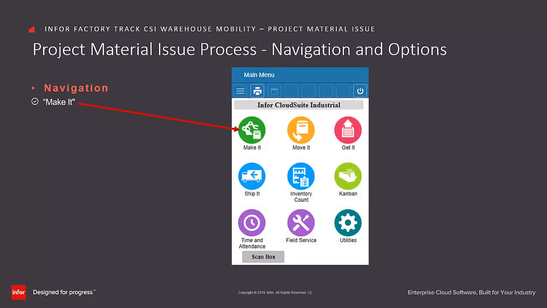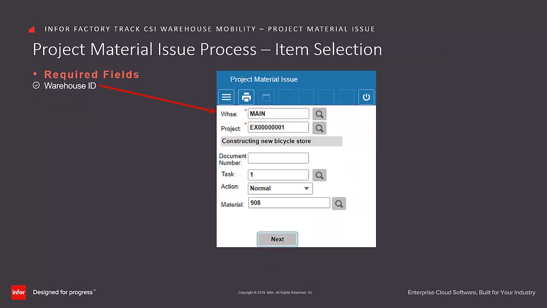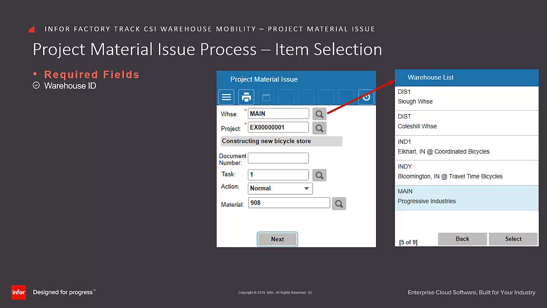To start the project material issue process, from the Factory Track Warehouse Mobility main menu, click on the Make It icon. This navigates to the Production Transaction screen where you click on the Project Material Issue icon. To perform a project material issue, the item selection is required. First, we enter, scan or search and select from the warehouse list for the warehouse ID where the items are located. This can also be defaulted to the user's warehouse based on configuration setting on the transaction set maintenance form.